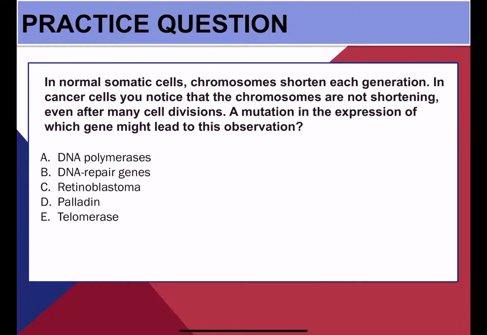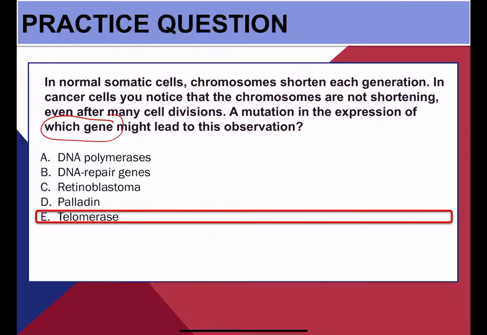In normal somatic cells, chromosomes shorten with each generation. In cancer cells, you notice that chromosomes are not shortening. A mutation or expression of which gene might lead to this observation? Telomerase. Okay, 90% of cancers out there do express telomerase.